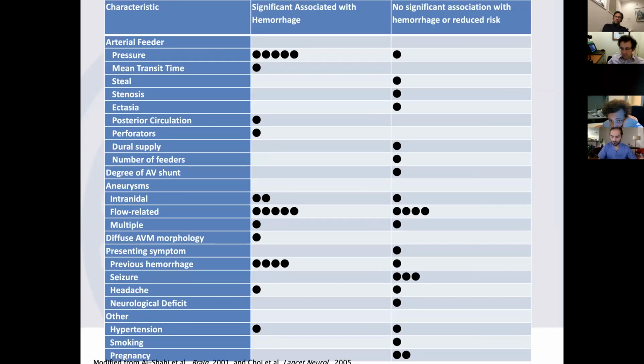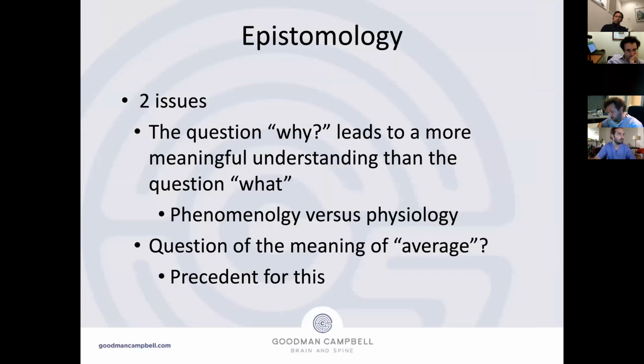Other factors that have been looked at include aneurysms of all different types. People have tried to get some sort of measurement of pressure in arterial feeders and these kinds of things. And we've also looked at some demographics that are not directly tied to angioarchitectural characteristics, such as hypertension, smoking, or pregnancy. So I guess we've raised these 2 issues, but I just want to clarify. I think there are 2 issues related to the epistemology of this field. One is that I think we should be asking why, which leads to a more meaningful understanding than the question what.